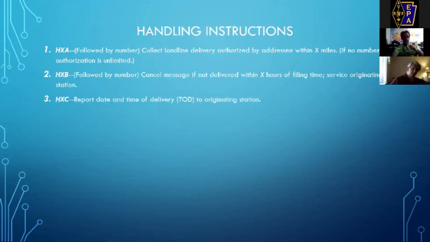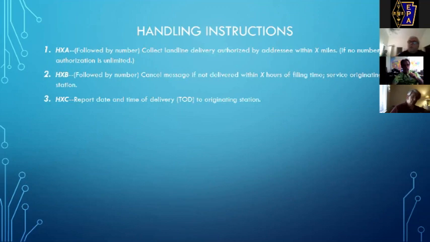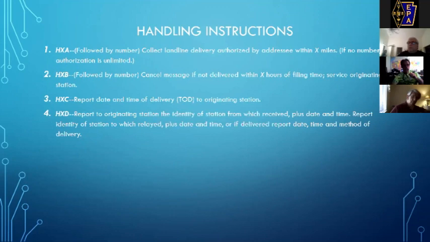HXC, Hotel X-Ray Charlie, means to report the date and time of delivery back to the originating station. That's through a service message. HXD, report to the originating station the identity of the station from which the message was received, plus the date and time. Report the identity of the station to which you relayed it, plus the date and time. Or if it's delivered, to report the date and time and method of delivery. This is very rarely used, and it's discouraged. It's just not necessary to track a message with that detail.